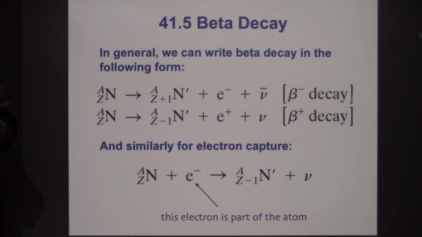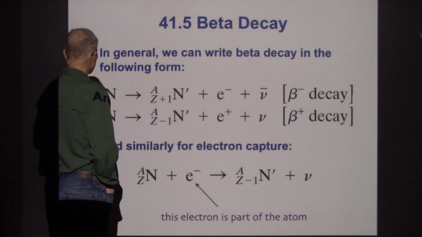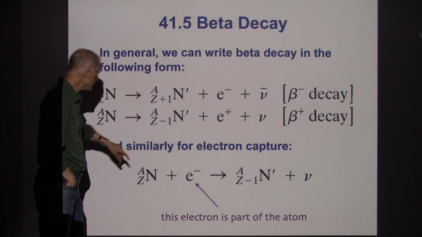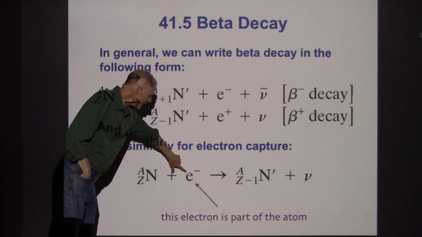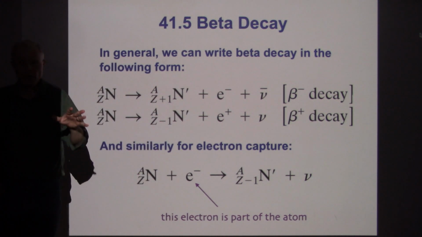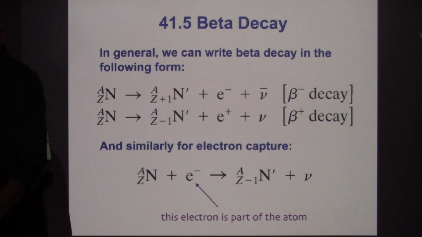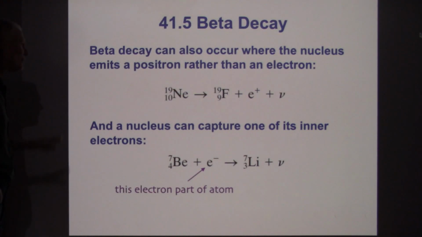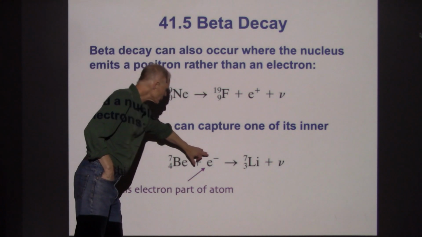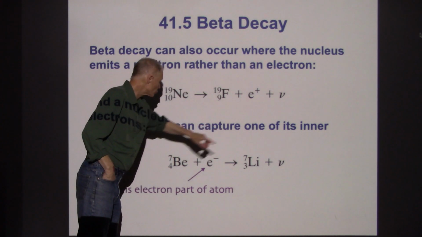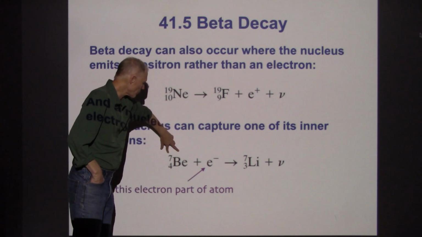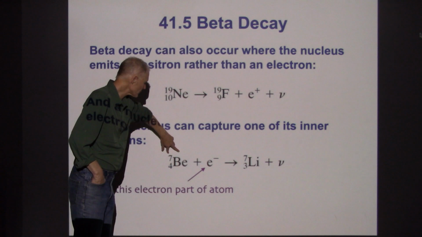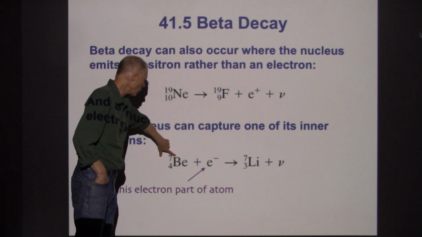Now this is the notation that the book uses, and this is what makes me a little nervous. This to me looks like an electron was added. Let's go back to here. I think that's very misleading. I'm going to really encourage you guys not to write the reactions this way. The electron that turns into the neutrino is already part of the beryllium. So we need something that shows that.